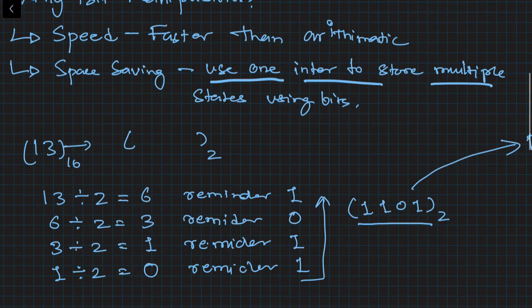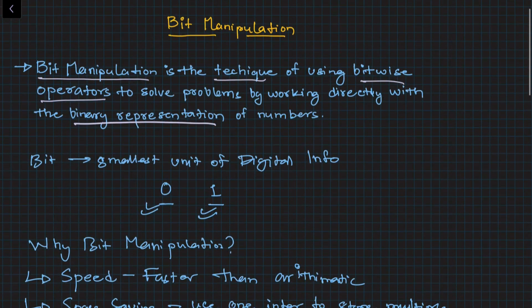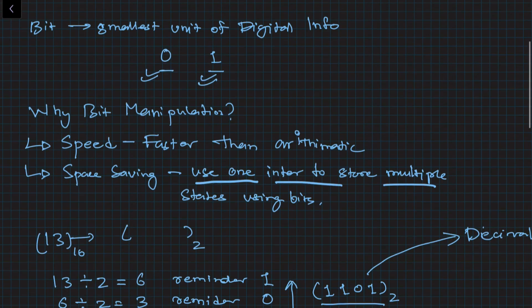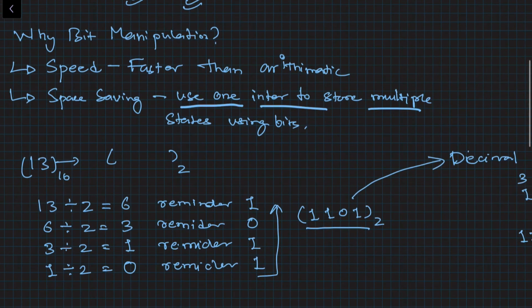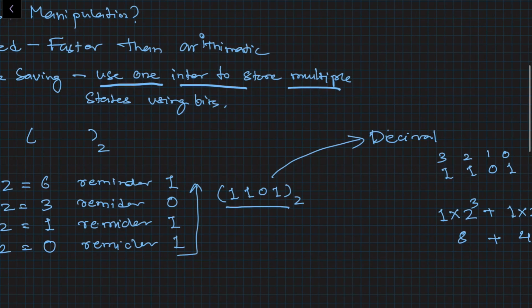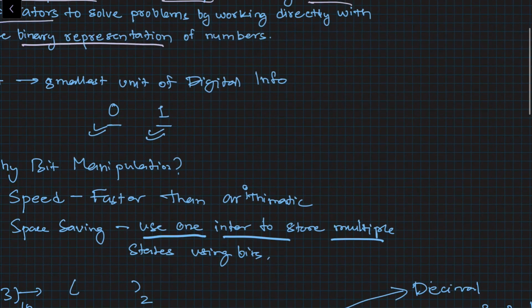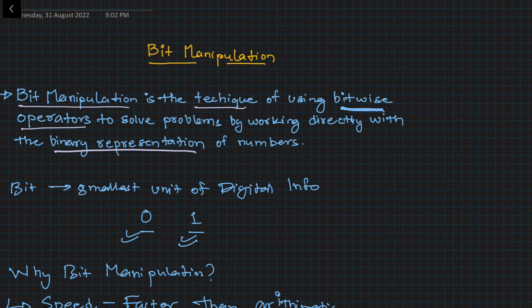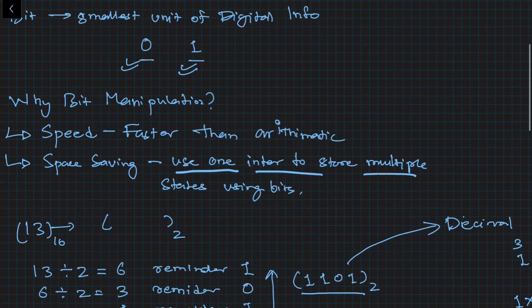So far we have understood what is bit manipulation, what is a bit, why bit manipulation is important, and how to convert a binary number to decimal or a decimal number to binary. Okay, so is this enough to start with our bit manipulation topic? No, we also need to understand one important key that is there in our definition, which is bitwise operators. So what are bitwise operators?